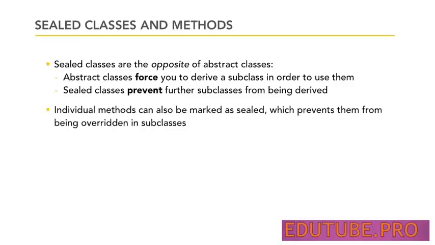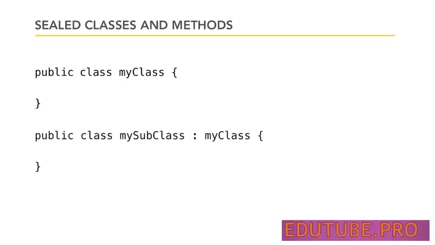It's also possible to mark individual methods in classes as being sealed, which prevents them from being overridden in some classes. But it is far more common to seal entire classes than methods. And the way that you create a sealed class is by using the sealed keyword. So if I define a class like this, I have public class, my class. If I wanted to seal this class, I would just simply put the word sealed inside my class.